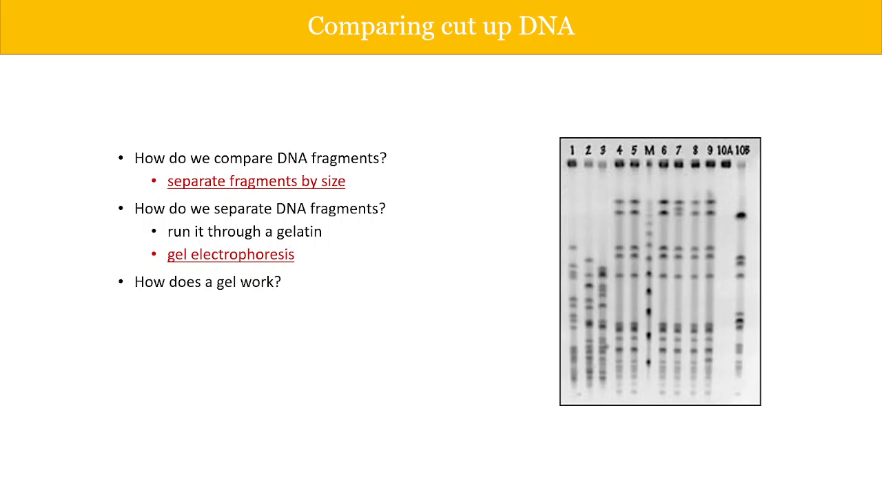this is how the gel looks when you're taking an image under, say, a chemiluminescent system or something like that. So how do we compare the different DNA fragments? We separate the fragments by size. If you're running a DNA ladder, the DNA ladder will have the standards of different base pairs.